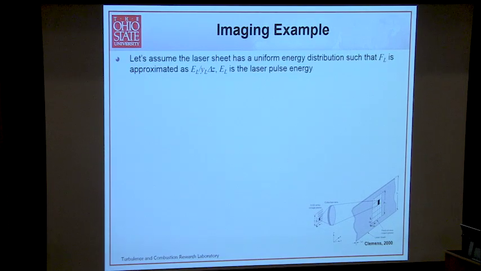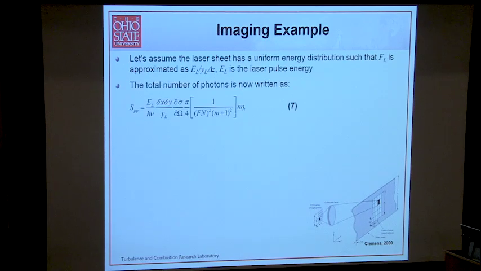So if we assume that the laser sheet has a uniform energy distribution, that means the fluence can be approximated as just the energy of the laser divided by the height of the laser and delta Z. If we make that assumption, we can now write the number of photons collected, photons per pixel, S_PP, in this expression. I don't need to read it back out, but now we're getting our magnification related to our pixel size.